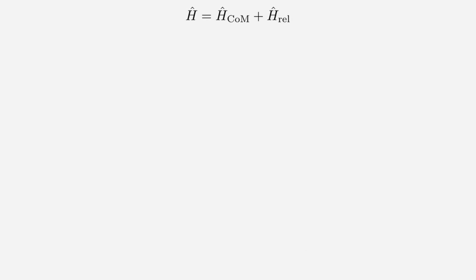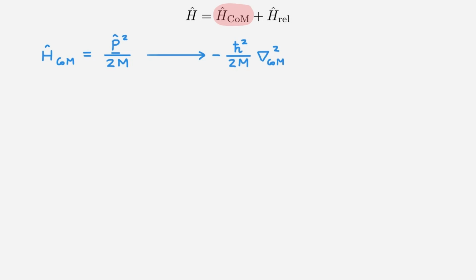So, we can solve the two parts of this Hamiltonian separately. Let's start with the center of mass Hamiltonian here. We can write the Hamiltonian as simply given by the kinetic energy of the center of mass. In the position representation, the kinetic energy term becomes this. And remember that the Laplacian is obtained from the gradient, and in the case of the center of mass variables, it is explicitly given by this.